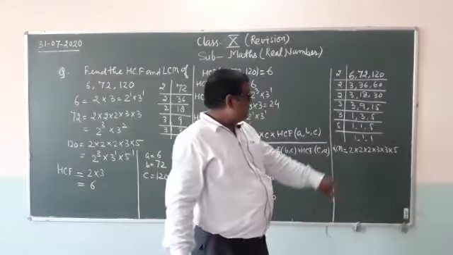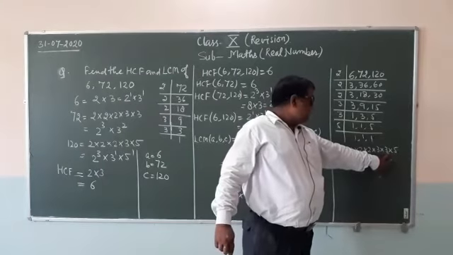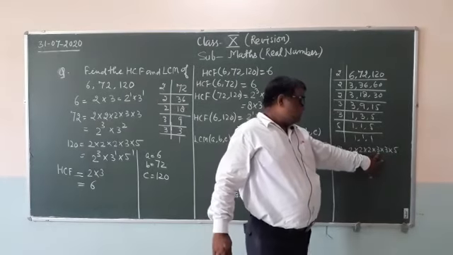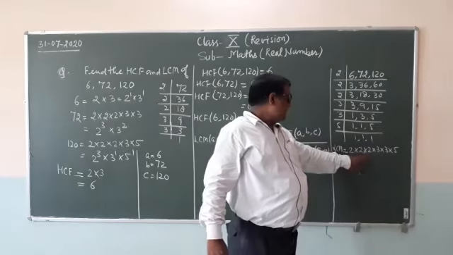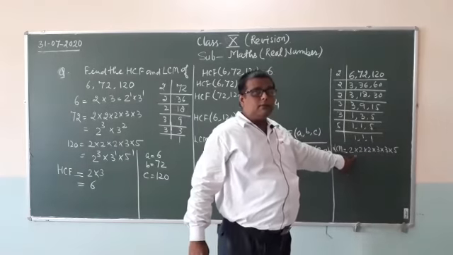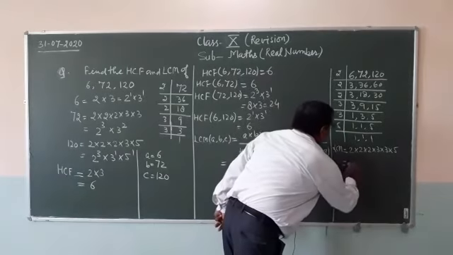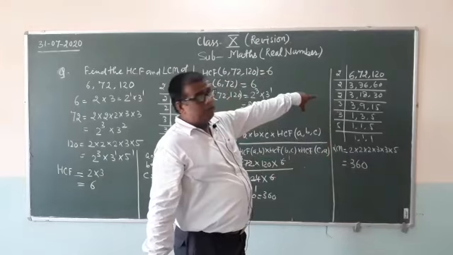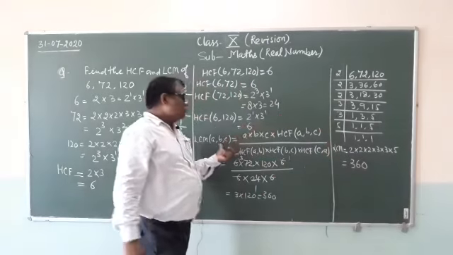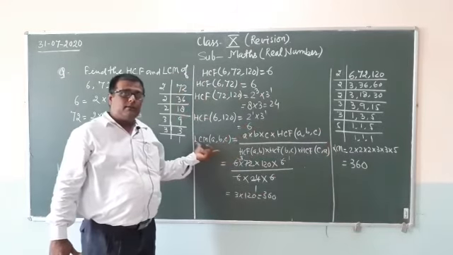Now we have to multiply this. 5 threes are 15, 15 threes are 45, 45 twos are 90, 90 twos are 180, and 180 twos are 360. Now we have found the LCM by the prime factorization method and by formula. Thank you.